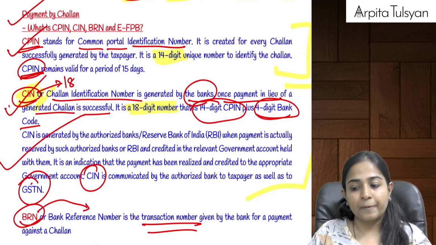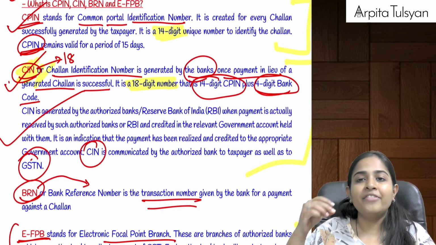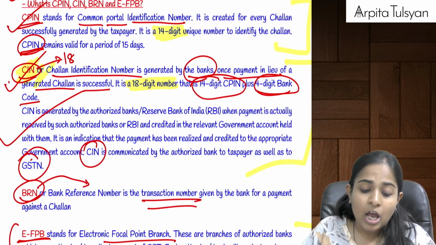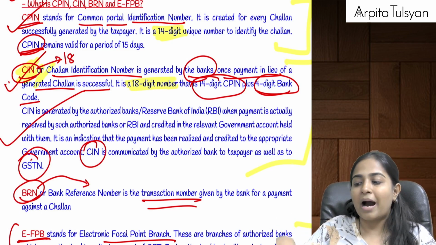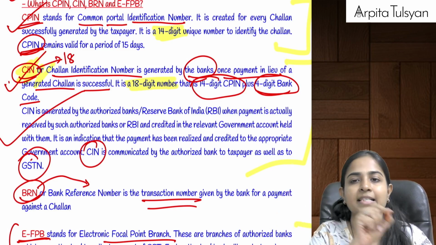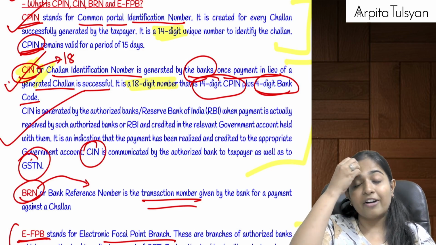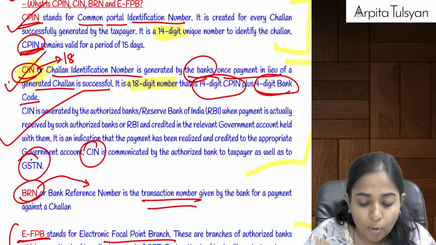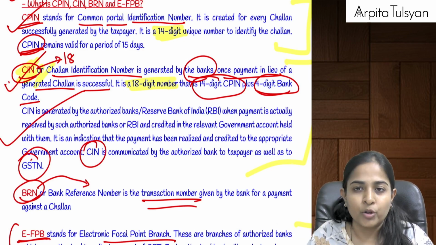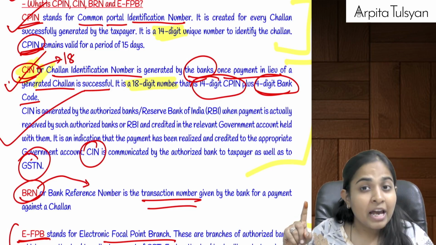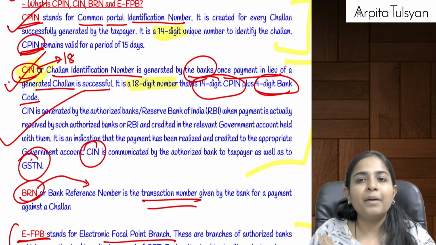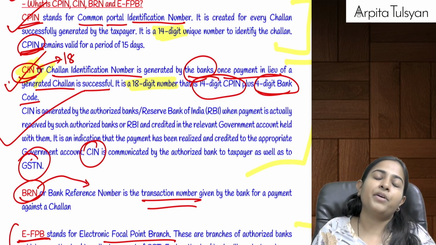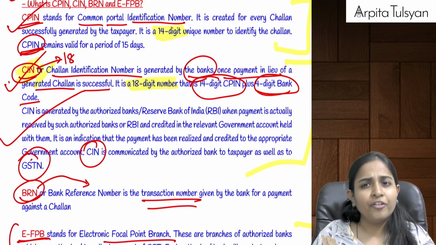Right? Now, whenever we are doing this payment in the electronic cash ledger, first we have to generate the challan on the GST portal. After that, we'll put in all the details, CGST this amount, SGST this amount, etc. Once we generate the challan, there will be a number called CPIN, common portal identification number, that will be given to you, and this CPIN will be valid for a period of 15 days. That is, the challan that you have generated, you are required to do the payment maximum within a time period of 15 days.